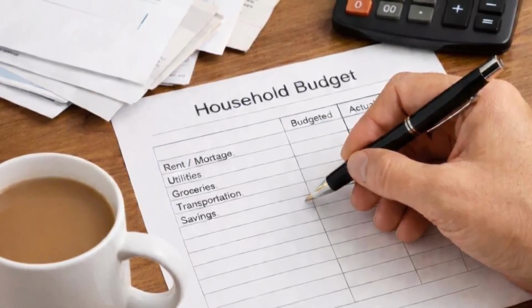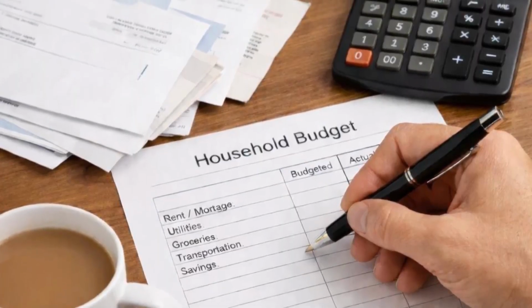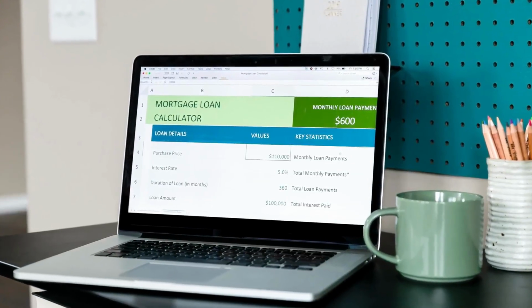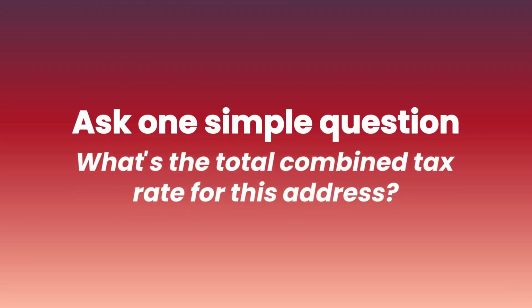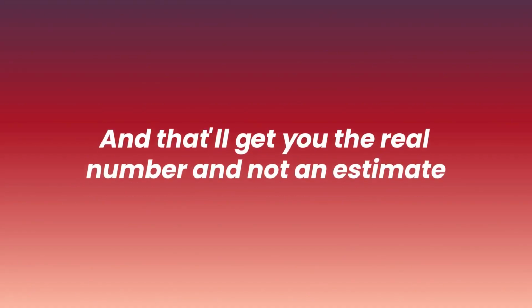The thing they all have in common, they change what you actually pay every month, and they never show up in online estimates. So here's my ask before you write an offer on any new construction home. Ask one simple question: what's the total combined tax rate for this address? And it's super important that you word it like that. Make sure that it includes any MUDs, any PIDs, any water control improvement districts, and that'll get you the real number and not an estimate.